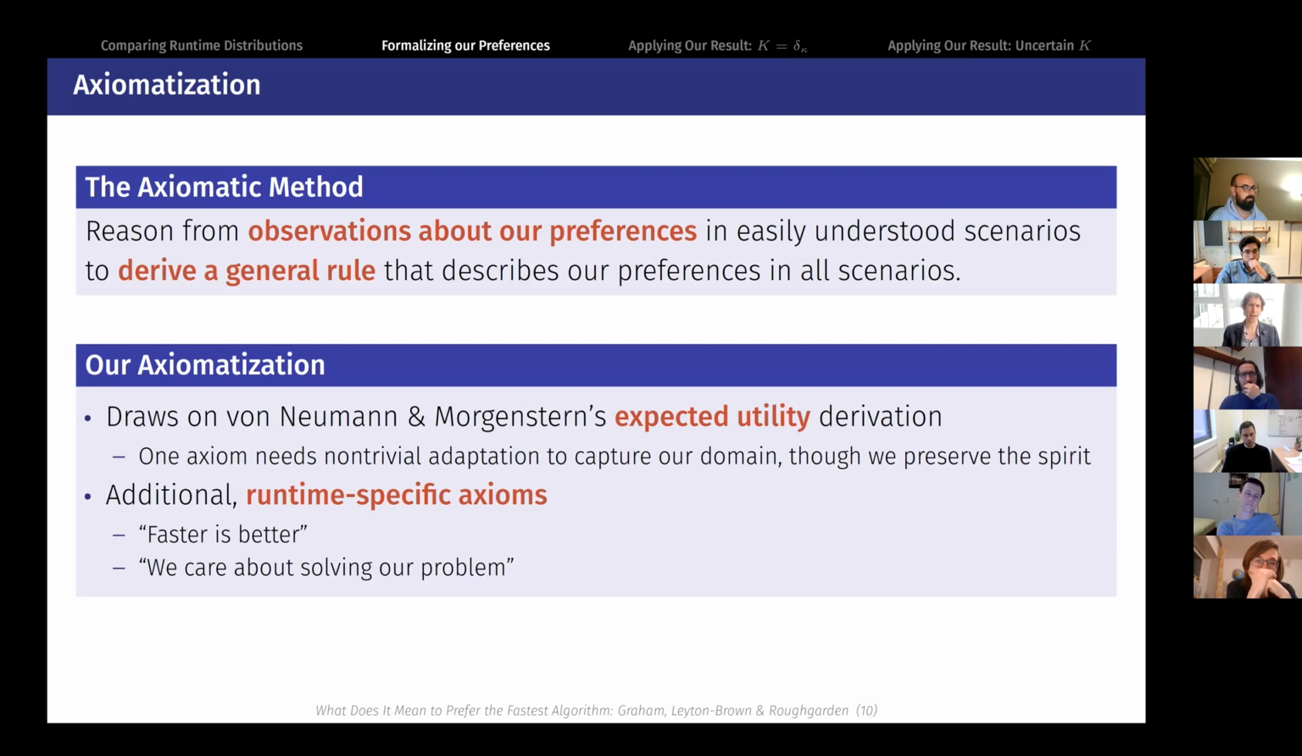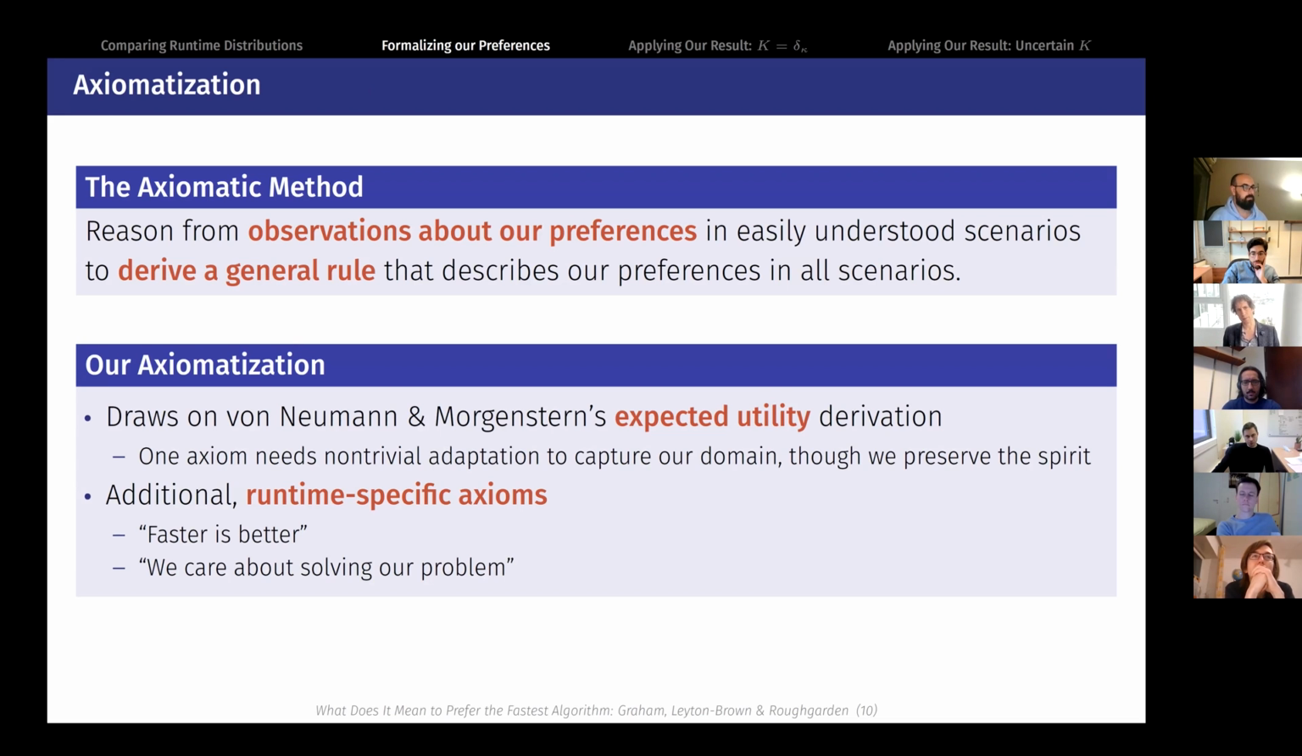So I'm going to take here an axiomatic approach. I'm going to reason from observations about preferences in easily understood scenarios. I'm going to argue that there are things that must be true about my preferences just based on what I understand about algorithms and about being an algorithm designer. And then I'm going to set up these axioms in such a way that we can do a bunch of math and derive a general rule that tells me what my preferences have to be in all scenarios.